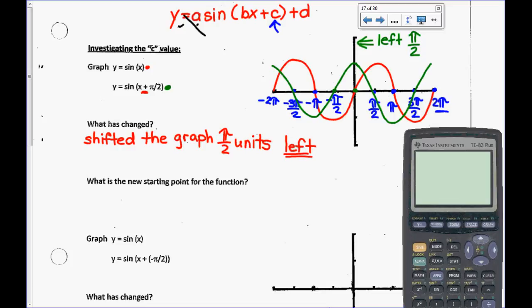So what's my new starting point? If this was my starting point before at the origin, where's my new starting point now? Right, my new starting point is at negative pi over 2, isn't it? Now I have here one whole cycle that was originally over here.